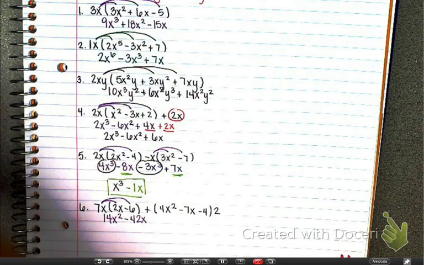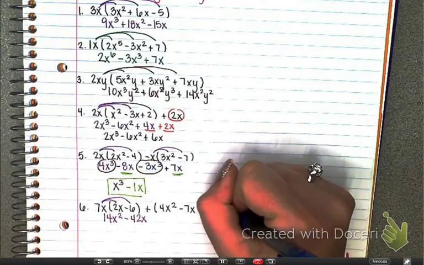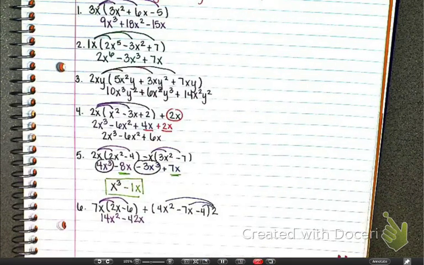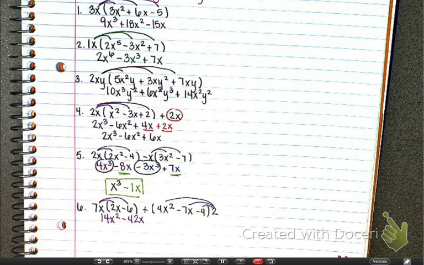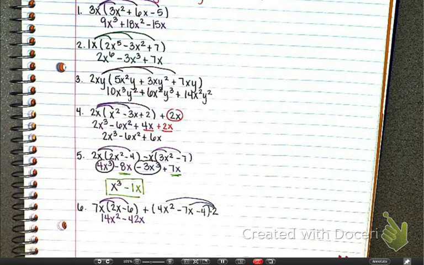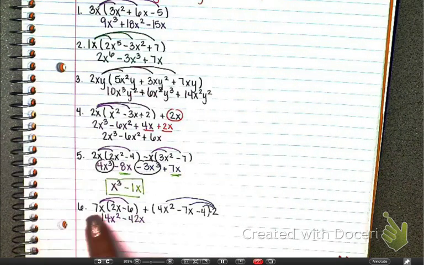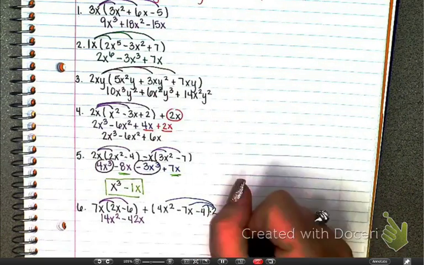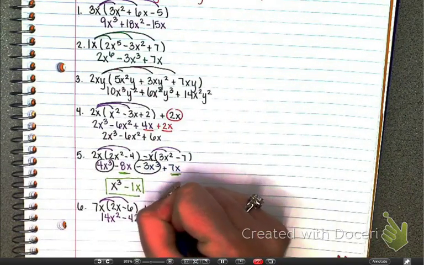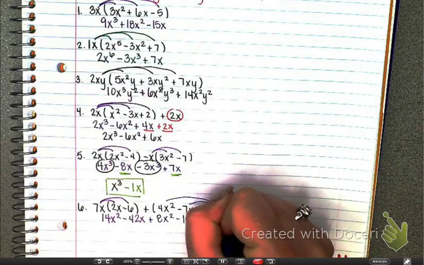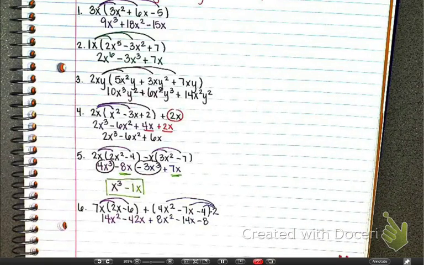So you distributed this 2 into the parentheses. Did everyone do that? Why am I distributing versus adding it at the end? Because there's no plus or minus, it's multiplication. So there will be times where you'll see your monomial at the end of the parentheses, but you still distribute it in. So I would get 8x squared minus 14x minus 8.